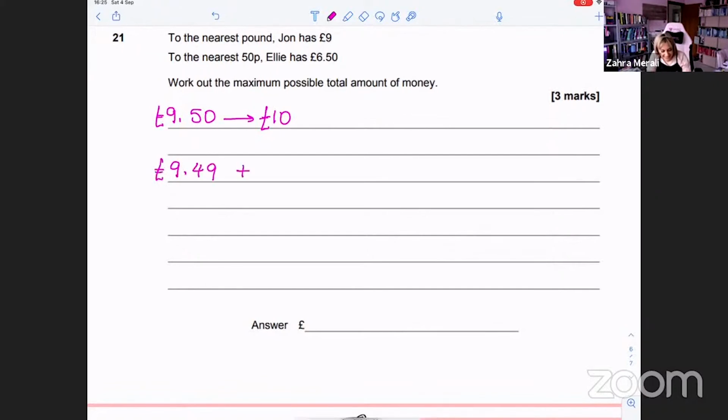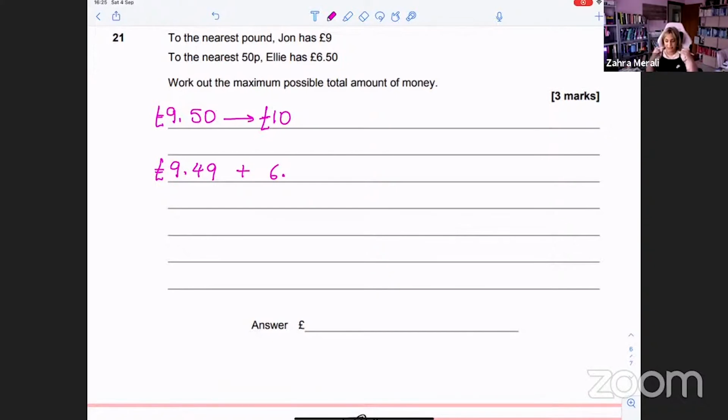And for Ellie, what's it going to be? So if she had £6.51, it still rounds to 50. So what is her maximum amount to the nearest 50p? So this is one, in the exam, there were a lot of students that didn't get this correct. So 650 is her, so if she went up 1, is it close? It's going to be closer to what? So how much is going to be closer?